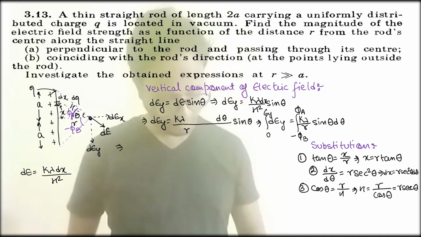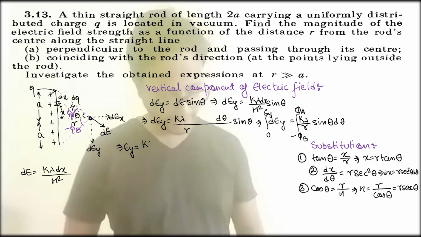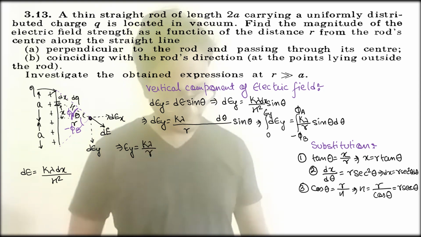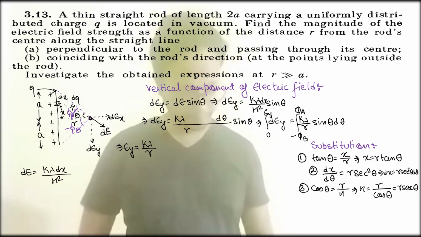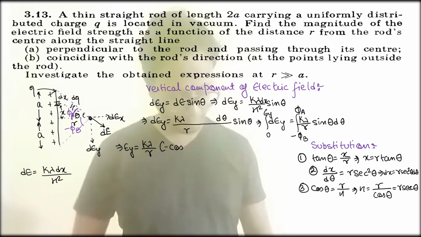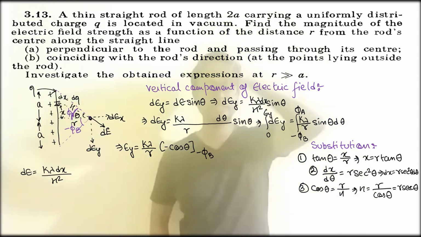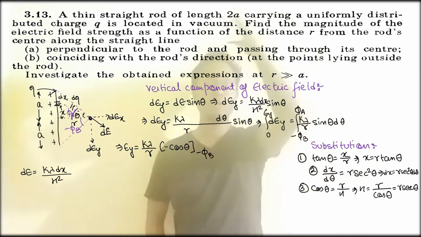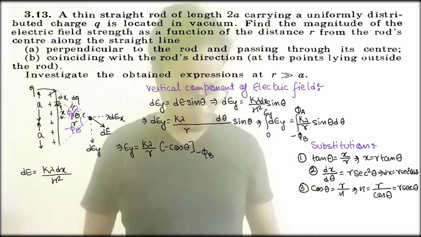So Ey, or the vertical component of electric field, is equal to k lambda by r into the integration of sine theta d theta, which is minus cos theta. The limits of the integral are minus phi b to phi a. The bottom, downward portion is always taken as a negative angle and the upward portion is taken as a positive angle.